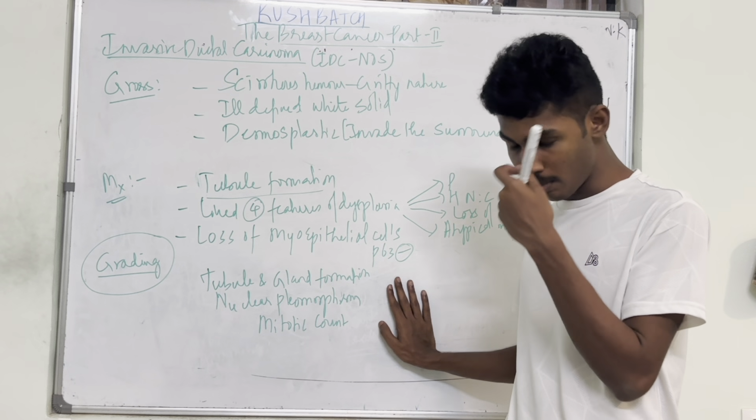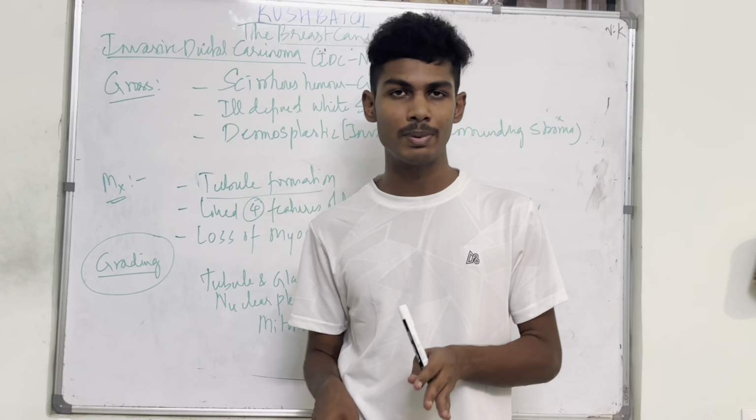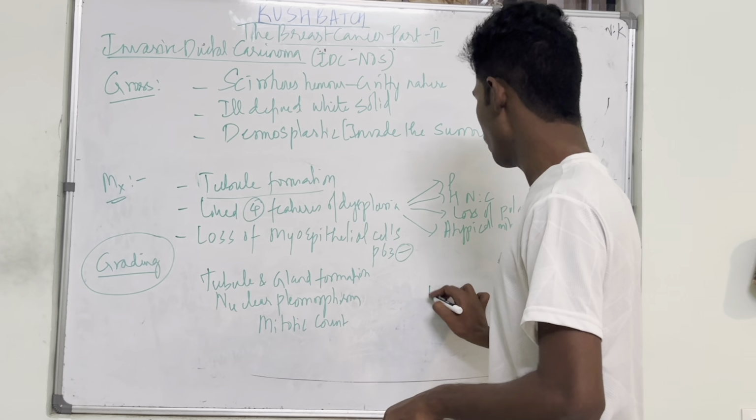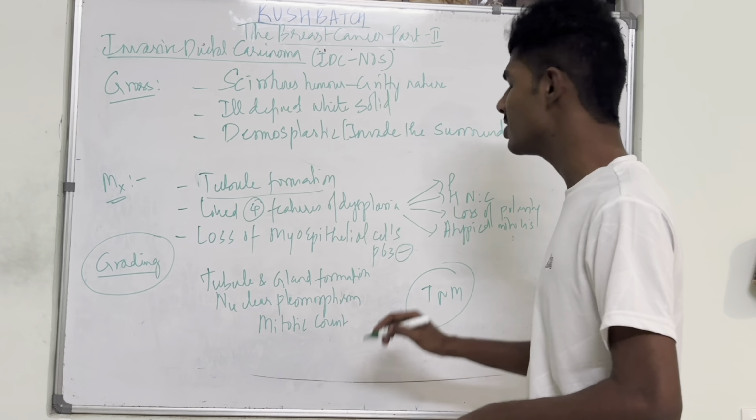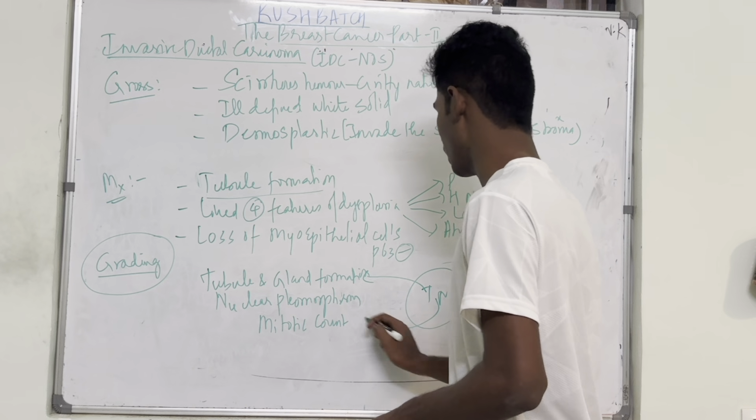Okay. If you want, you can remember this. You should write this. I don't want you to know about the scoring pattern, I just want you to know. You can remember it with the mnemonic TNM, which means tumor, node and metastasis. Here you can remember with that T, N, M.